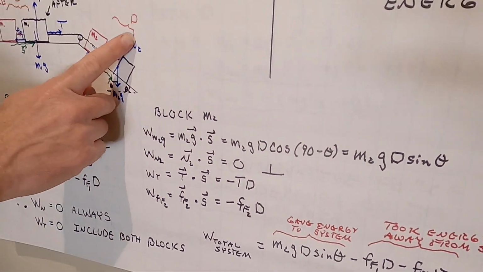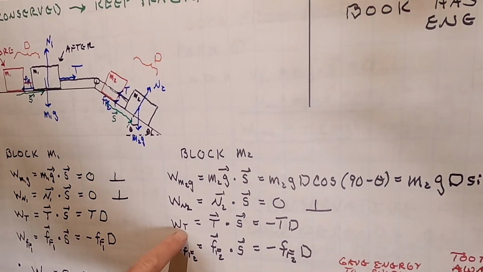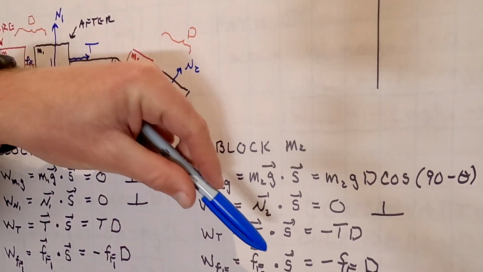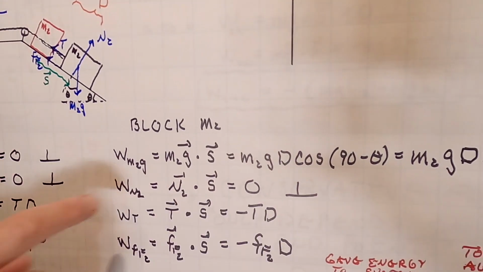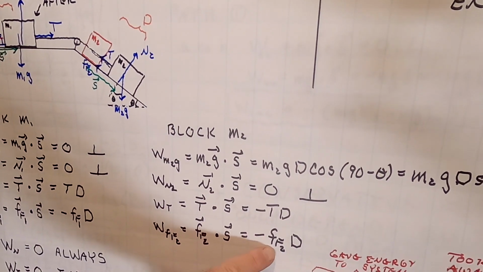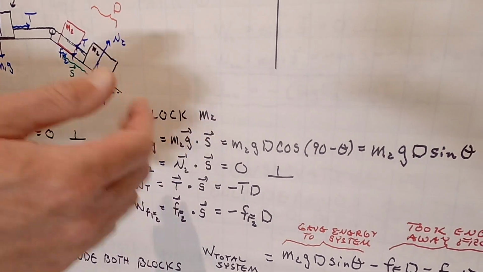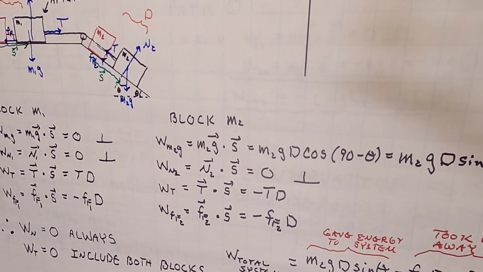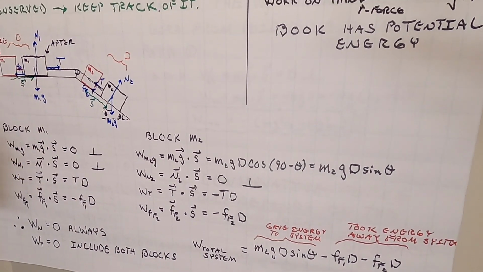Okay, well, we can find the work due to N2. N2 is perpendicular, so that's 0. We can find the work due to the tension. That's T. S is this way. Again, 180 degrees difference, so it's a minus TD. And the friction, this way, you're moving that way, it's 180 degrees, so it's minus frictional force times D. So there's all the works due to all these 8 forces. Normally, we're not going to do all this. We're going to have an easy way of doing it, but I just wanted to show you how you could get the work due to all these.